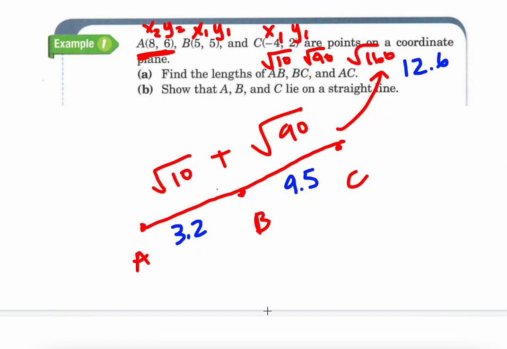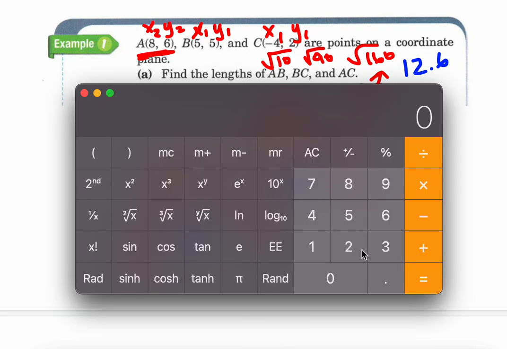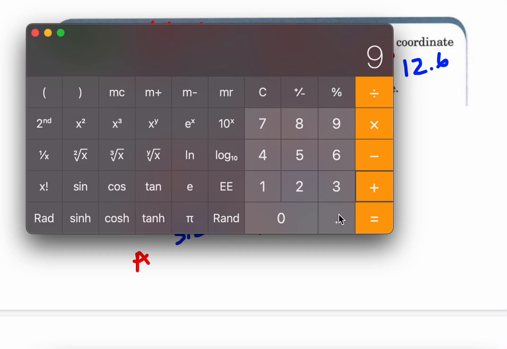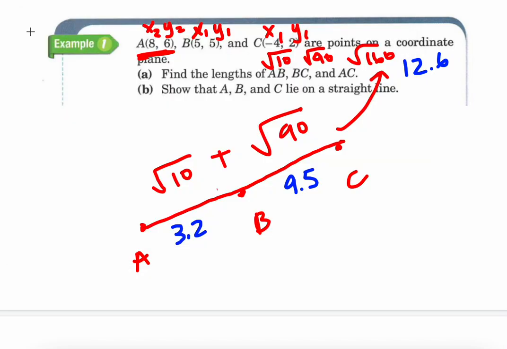So is 3.2 plus 9.5 around 12.6? Yeah, it is, and we did round up. So I'm going to go ahead and say that because AB plus BC equals AC, they are, yes, on a straight line. Boom. Didn't have to do any of this with a coordinate plane because I know my shortcuts.